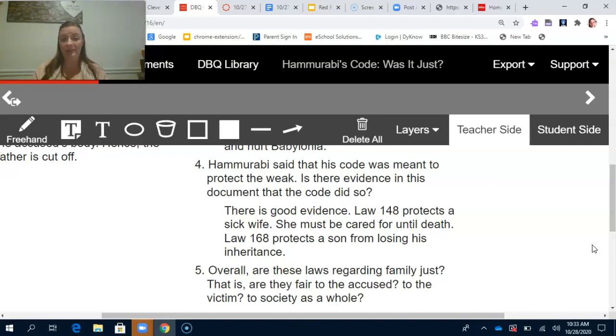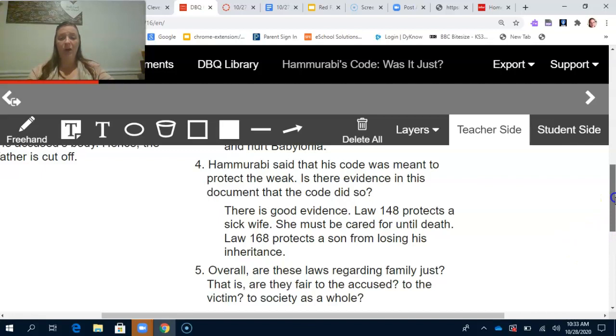No, he has to still take care of her and pay for her to get better or until she dies. And then Law 168 protects the son from losing his inheritance, because a father can't just say, oh, well, I want to keep it, so you're going to be disinherited. No, he has to have a reason in order to disinherit his son. And basically, they go before a court of judges, or a jury that will determine whether or not what the son has done was bad enough to lose his inheritance.